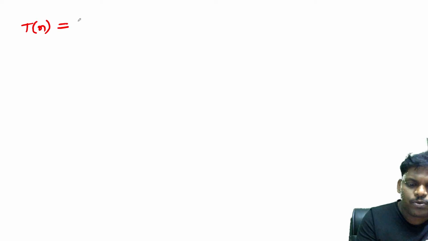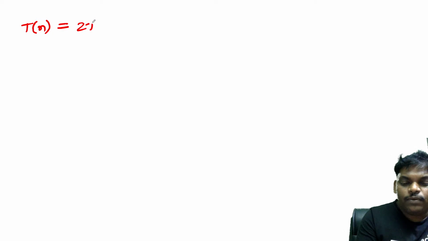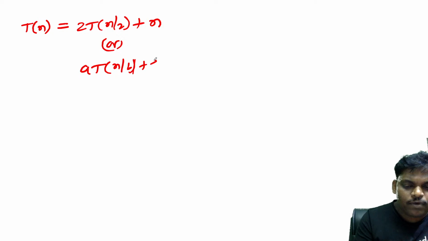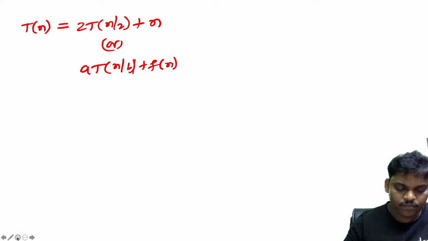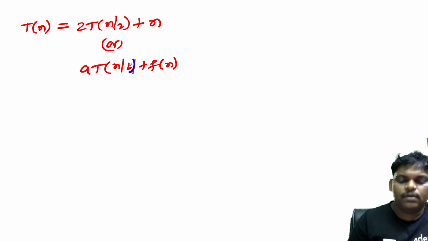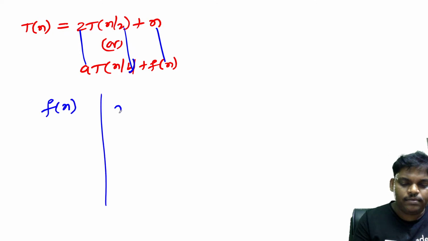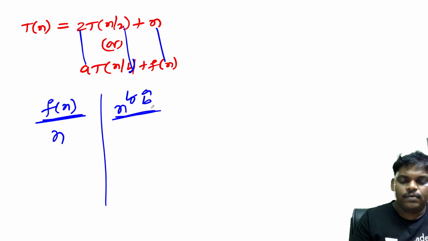Take the next problem. T(n) is equal to 2T(n/2) plus n. Using the master theorem, how will you solve it? Compare this with aT(n/b) plus f(n). When you compare, this is a, this is b, this is f(n). So let's write f(n) on the left side and n power log a base b on the right side. f(n) is n.